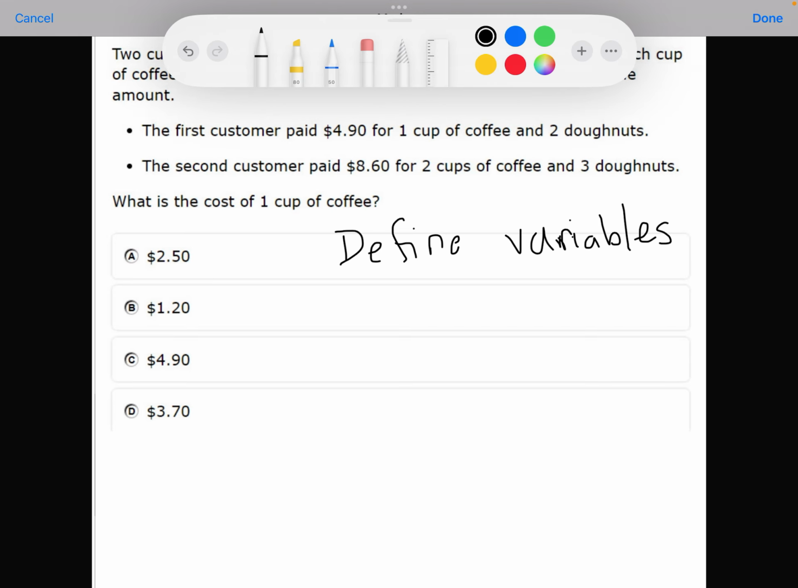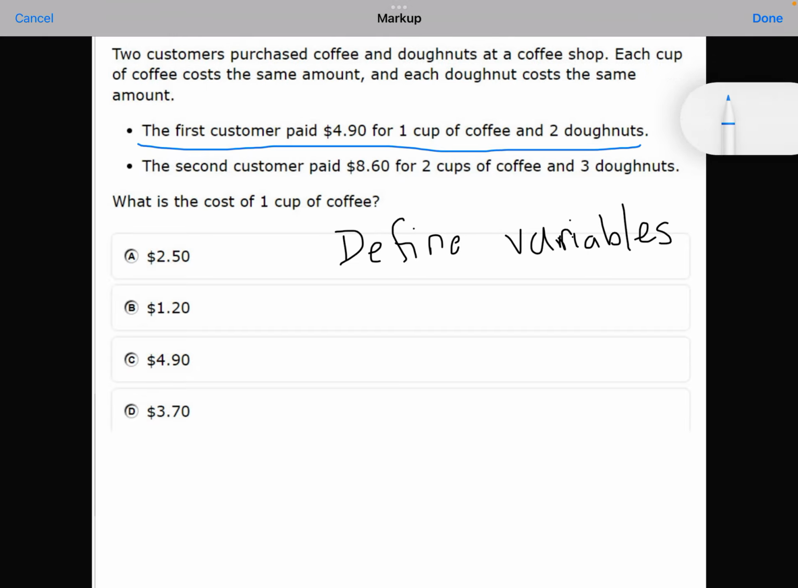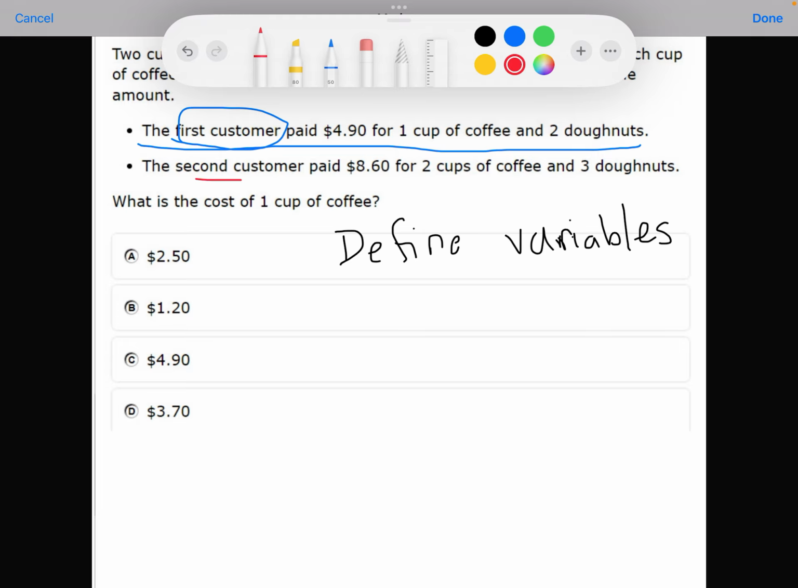So, for example, let's say I consider this whole first line here to be my first equation, because it says 2 customers purchase coffee and donuts at a coffee shop. Each cup of coffee costs the same amount, and each donut costs the same amount. The first customer paid $4.90 for 1 cup of coffee and 2 donuts. The second customer paid $8.60 for 2 cups of coffee and 3 donuts. What is the cost of 1 cup of coffee? All right, so remember that this sounds like a system question because it sounds like I have 2 equations, one for the first customer and then one for the second customer.